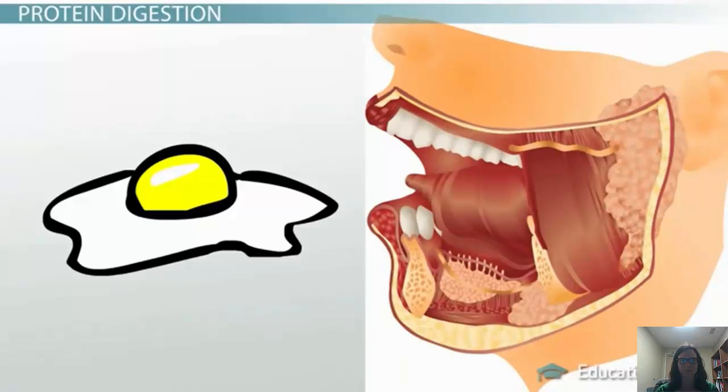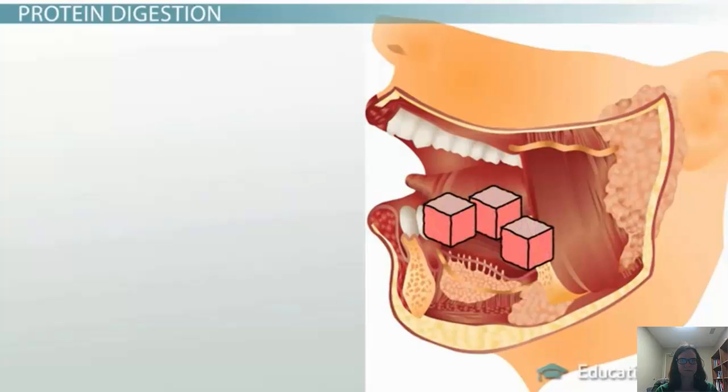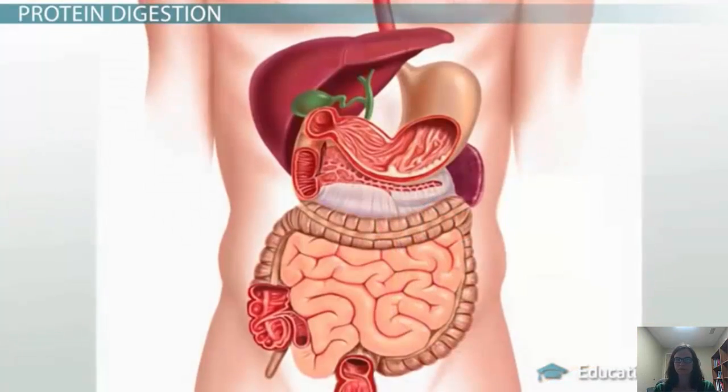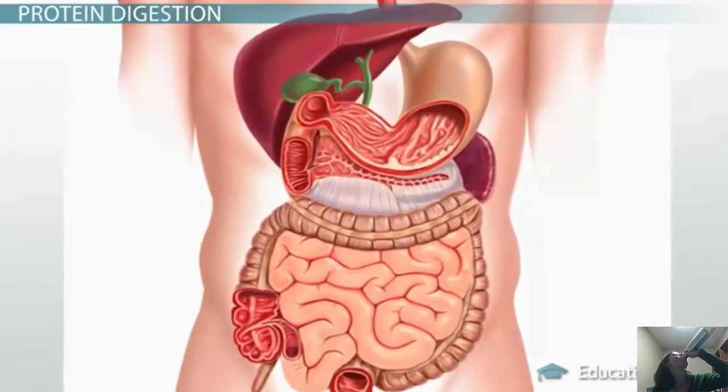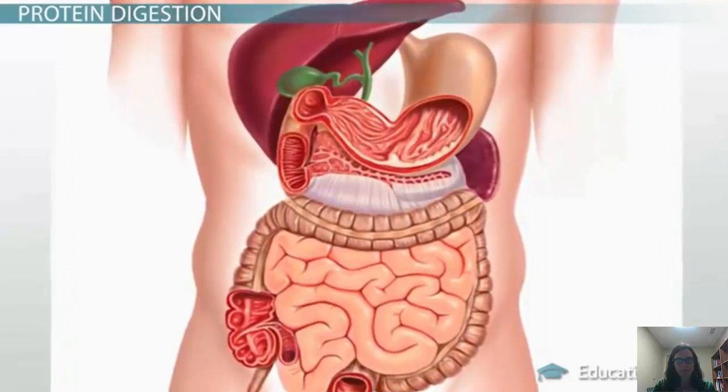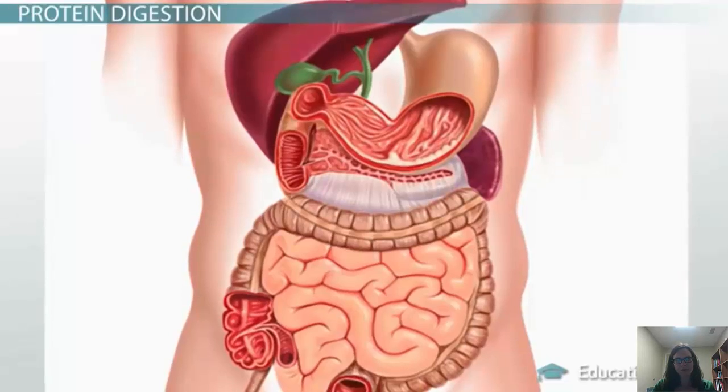Now, it's good to keep in mind that protein digestion is not as simple as eating an egg and magically getting amino acids. A large protein molecule breaks down via a few intermediate steps in the stomach and in the small intestine before it becomes the tiny amino acids. So let's take a look at how proteins are broken down by your digestive system.